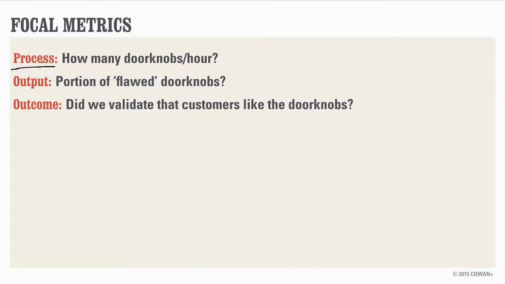So each of these processes should have what's called a process metric. So if we make doorknobs, it's how many doorknobs can we make an hour? It has an output metric. So what percentage of the doorknobs that we put out are flawed and have to be reworked or discarded? And then finally, and this is probably the least specific, how do we know that customers like or care about the doorknobs, that it's actually helping drive those key activities forward in a meaningful way?